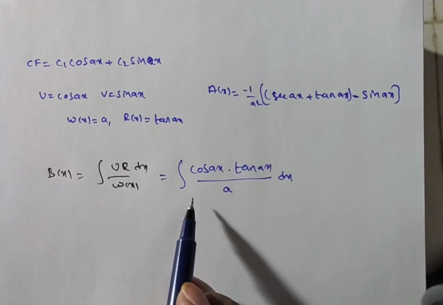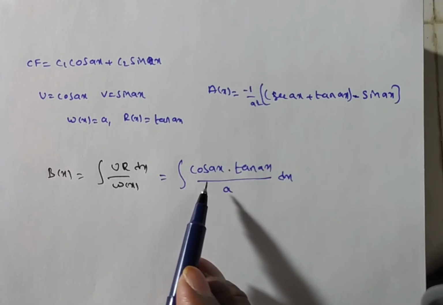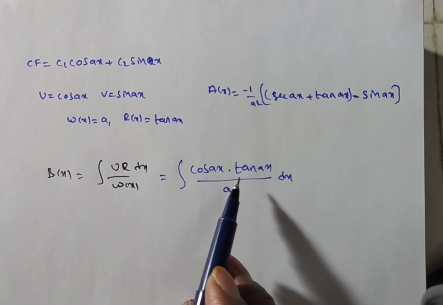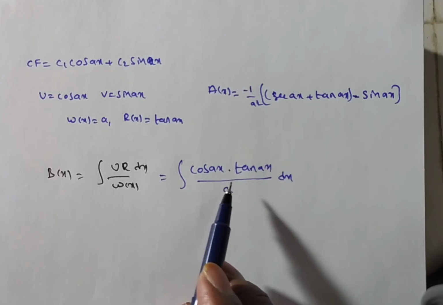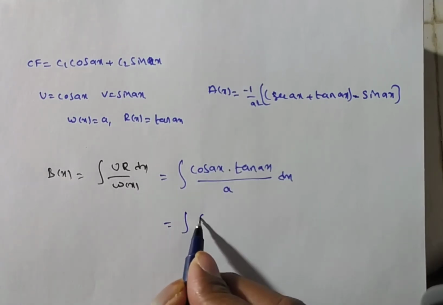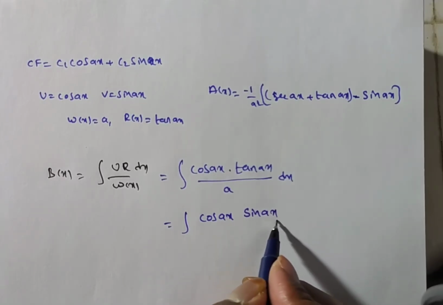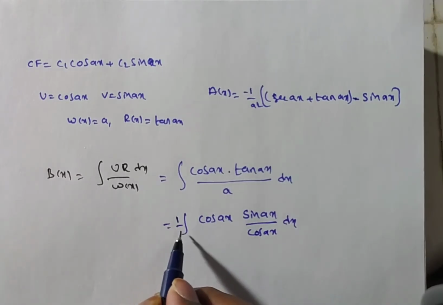Now we observe it is a product of two functions. Whenever the product of two functions is there in the integration, we will apply the integral uv rule. But here, if you want to consider u and v, both are trigonometric functions. So you cannot apply the uv rule, so go for any other method. Cos ax I cannot change anything, but tan ax I can write as sin ax by cos ax. So this 1 by a I can write outside.